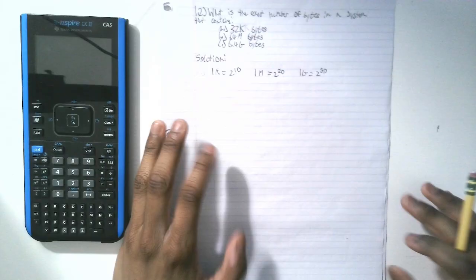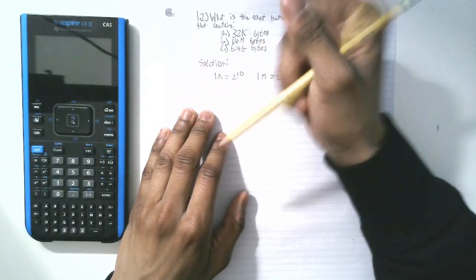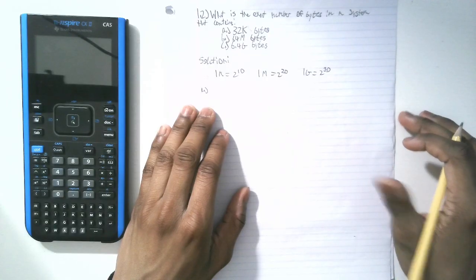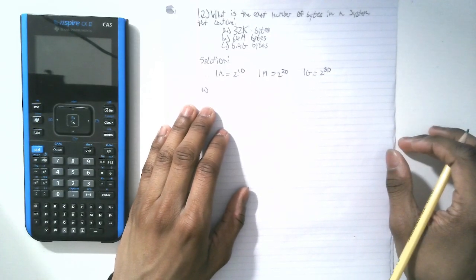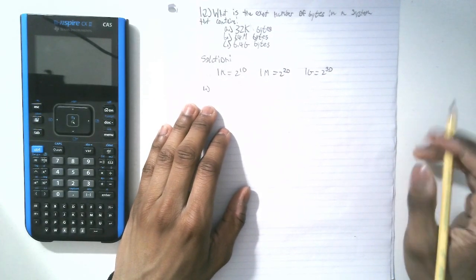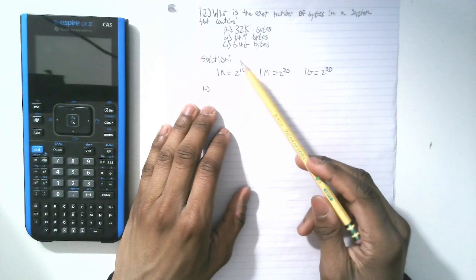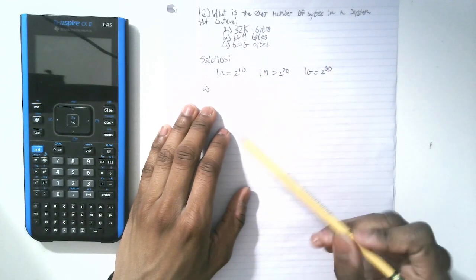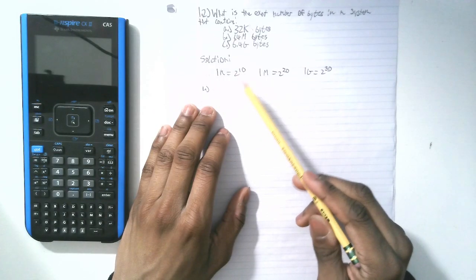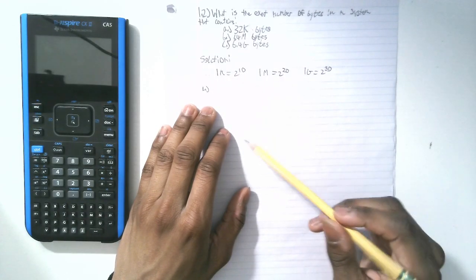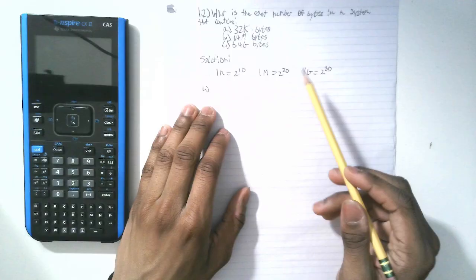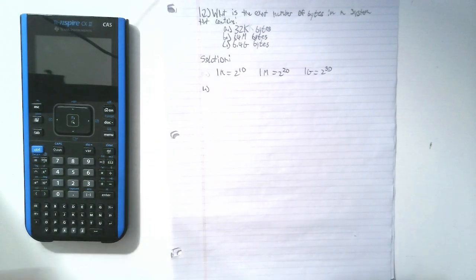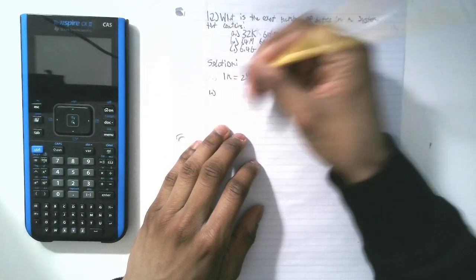This question is quite simple. Let's first start with A. To find the number of bytes, all we have to do is multiply the number up front by the unit we're converting to. 1 kilobyte is around 2 to the 10 bytes. One megabyte is 2 to the 20 bytes, and 1 gigabyte is 2 to the 30 bytes. We just multiply by this conversion factor, and we'll get our solution.